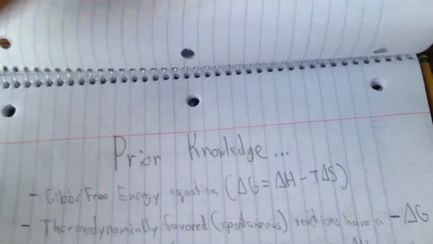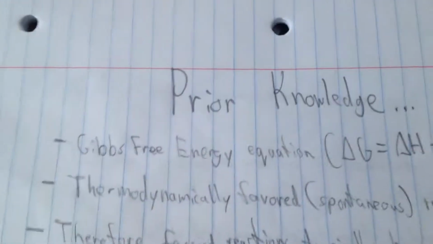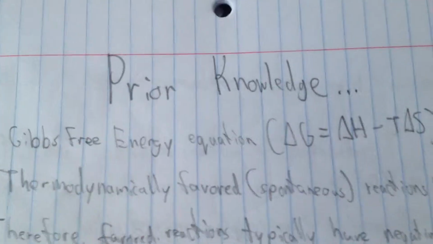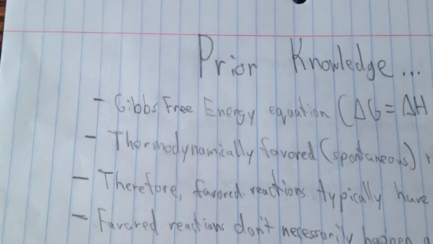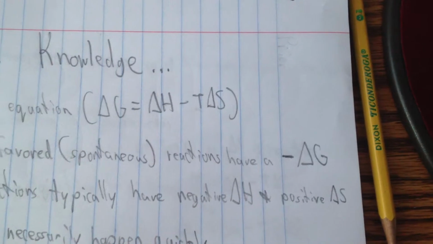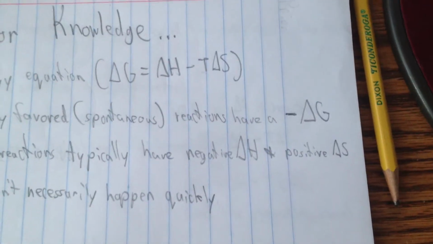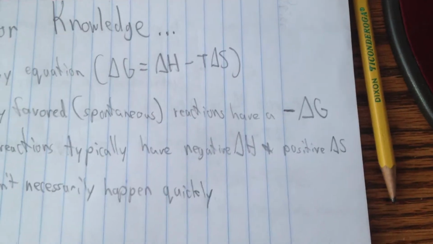For this question, some prior knowledge is needed. First off, the Gibbs free energy equation: delta G is equal to delta H minus T delta S. Secondly, thermodynamically favored or spontaneous reactions have a negative delta G value. Third, therefore, favored reactions typically have negative delta H values and positive delta S values. And finally, favored reactions do not necessarily happen quickly.